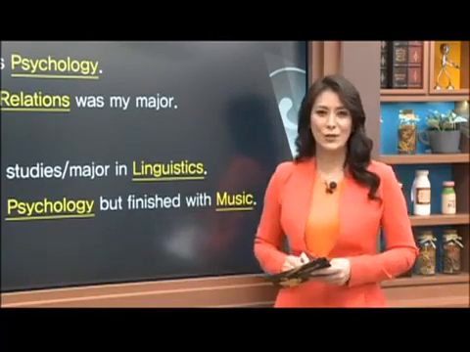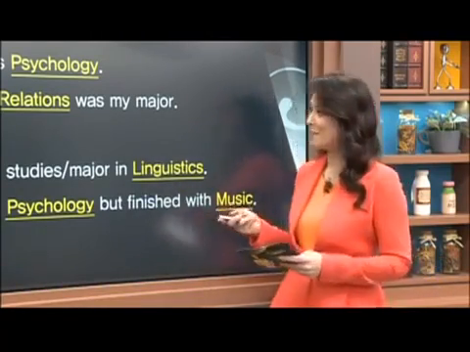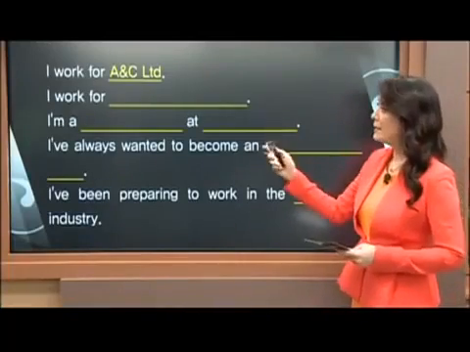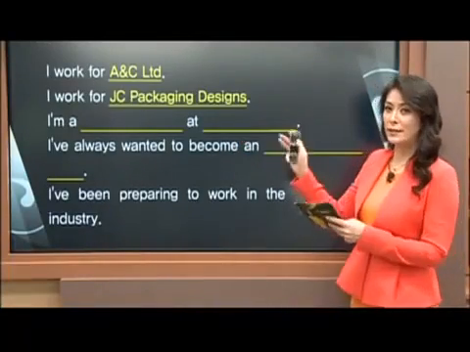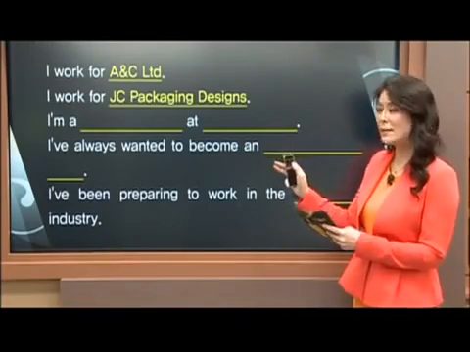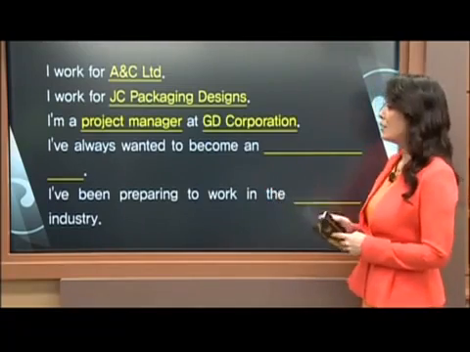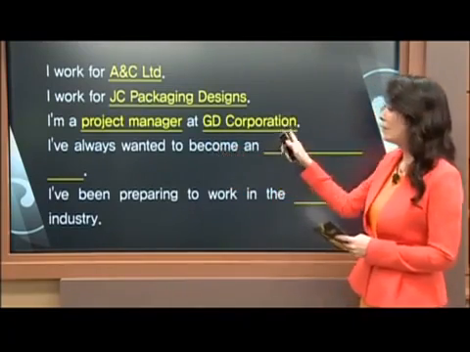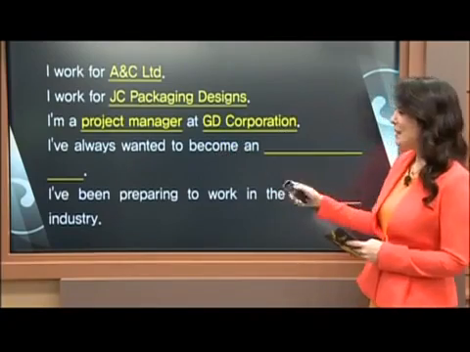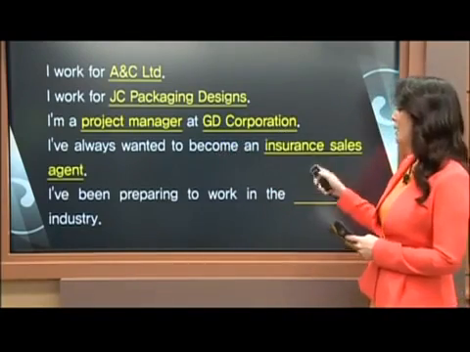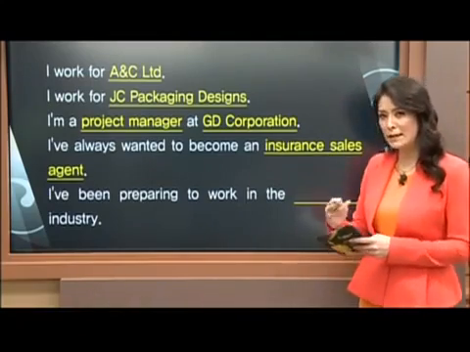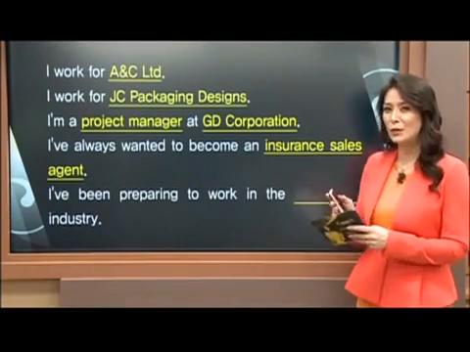Let's now take a look at some expressions you can use when talking about what you do for a living. Here we go. I work for certain company. AMC Limited. I work for company 말해주면 되겠죠? 자, 어디에서 근무를 합니다. 어디에서 일을 합니다. 어떤 회사에서 일합니다. 굉장히 좀 쉬운 표현들이에요. 혹은 I'm a project manager. 어디에서요? At GD Corporation. 자, 어떤 일을 하는지 직책을 말하고요. 그 다음에 어디 회사 이름을 말해주면 되겠죠? 다들 아시는 패턴이죠? Let's move on to this one. I've always wanted to become an insurance sales agent. I've always wanted to become. 뭐가 되고 싶었다. 예전부터 항상 그런 꿈을 가지고 있었다는 말이죠.